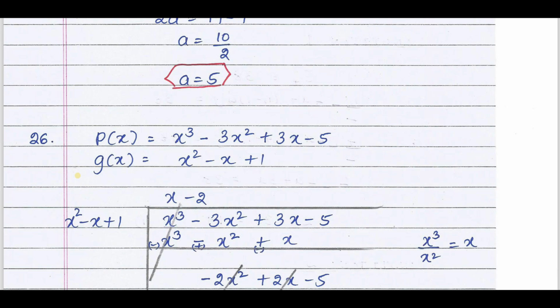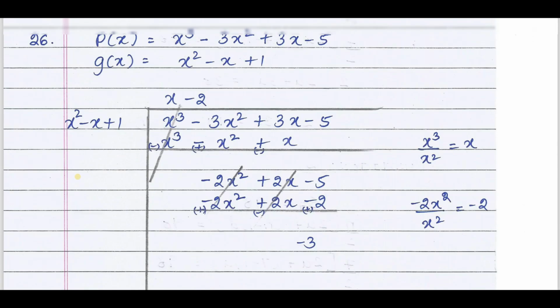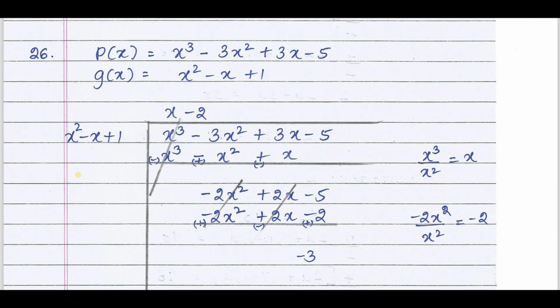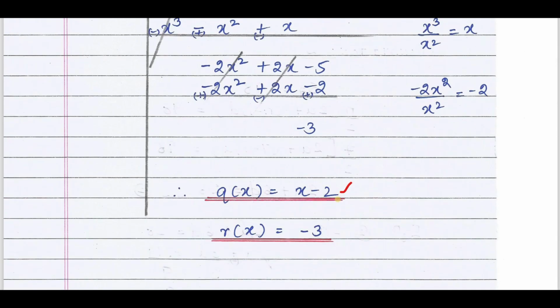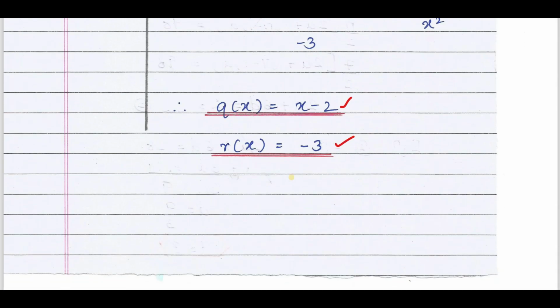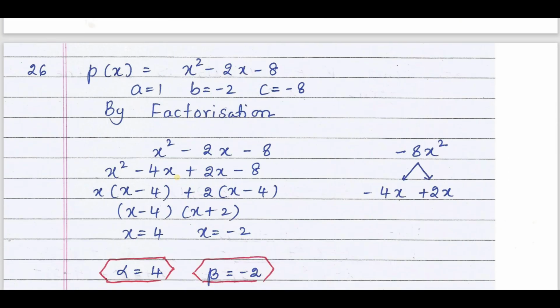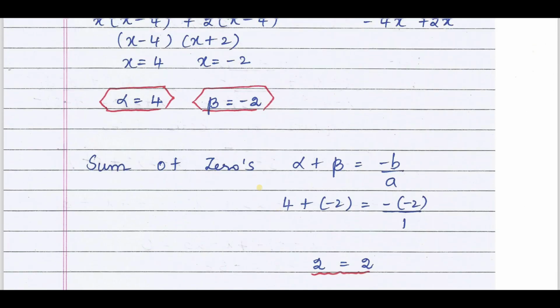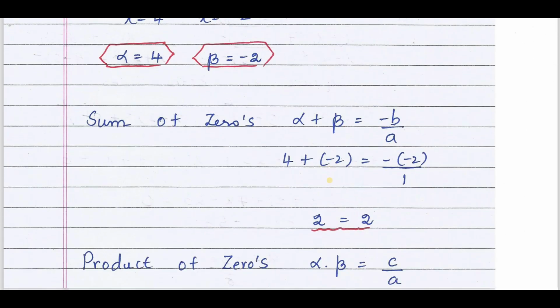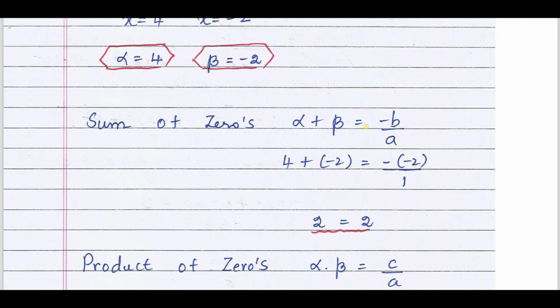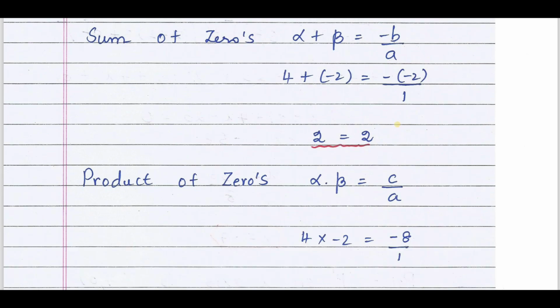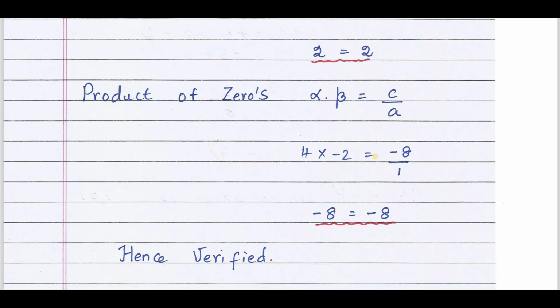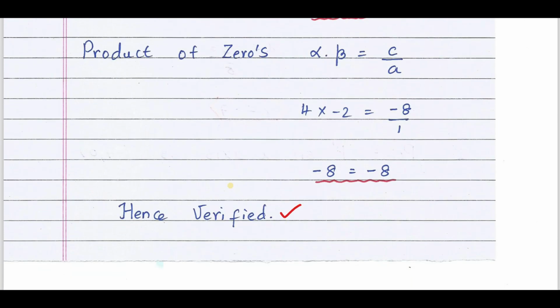Next, 26th question, long division, very important question. We get quotient as x minus 2 and the remainder r of x as minus 3. Again, finding the zeros and finding verification, we get alpha equals 4, beta equals minus 2. Sum of zeros alpha plus beta equals minus b by a. By substituting the values, we get the same. Alpha into beta equals c by a. It is all the same, hence verified.